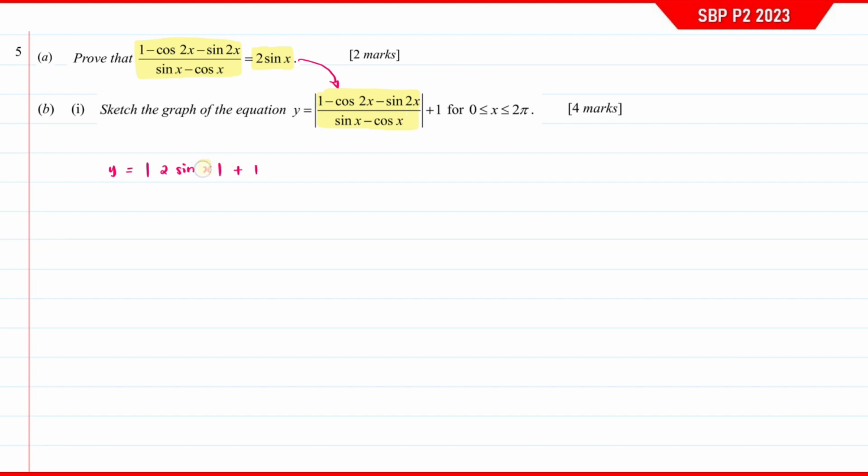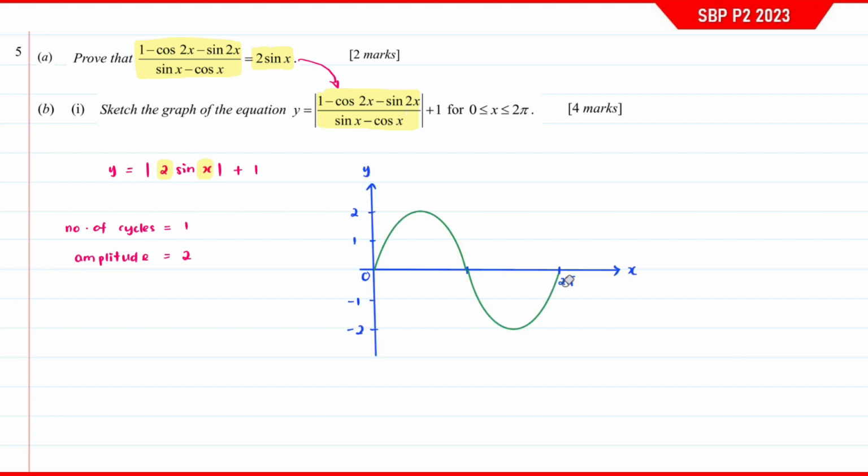So here it is just sine x, therefore the number of cycles will be just 1. And the number 2 here will be the amplitude. So first, I'm just going to sketch the graph y equals 2 sine x. And this is what the graph looks like.